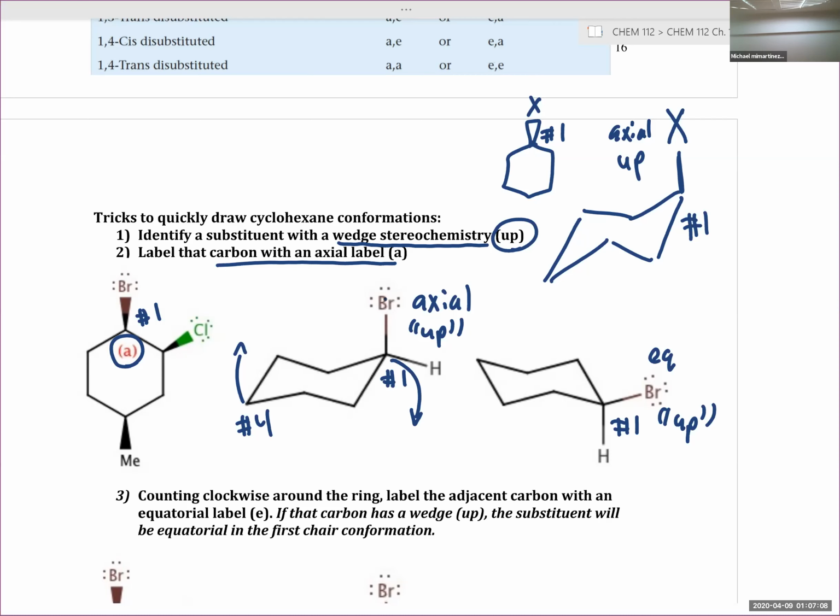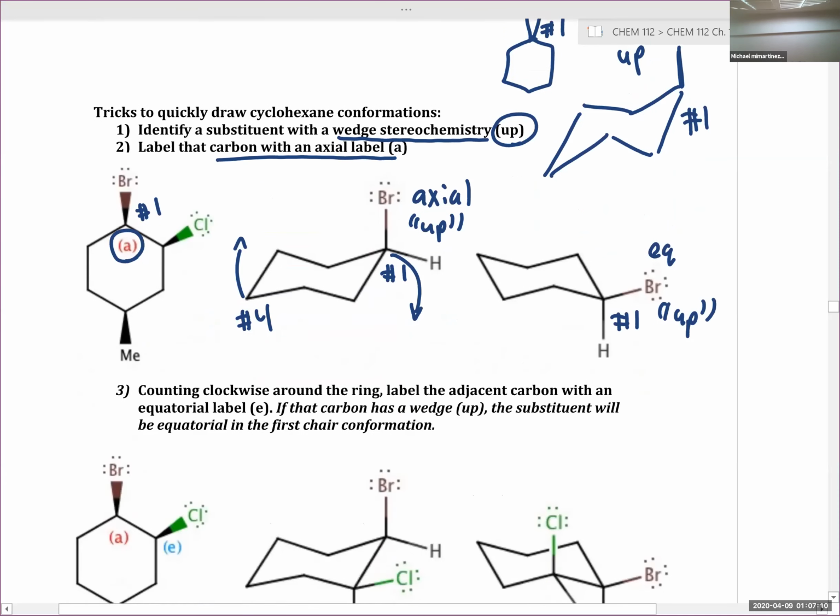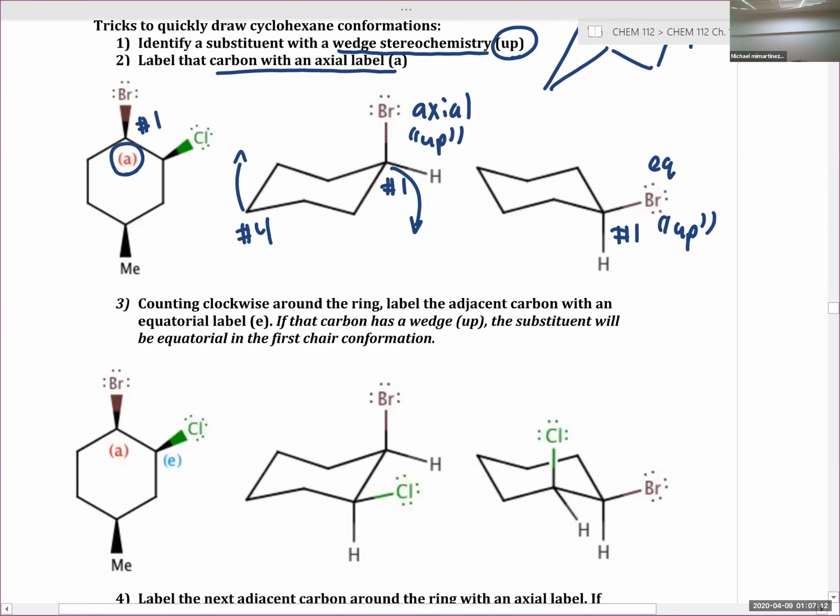Okay. So now what you're going to do is count clockwise around the ring. So you're going to label the adjacent carbon with an equatorial label. So you're going to put an E. So we labeled axial, equatorial. Okay? Now, if that carbon has a wedge, the substituent will be equatorial.